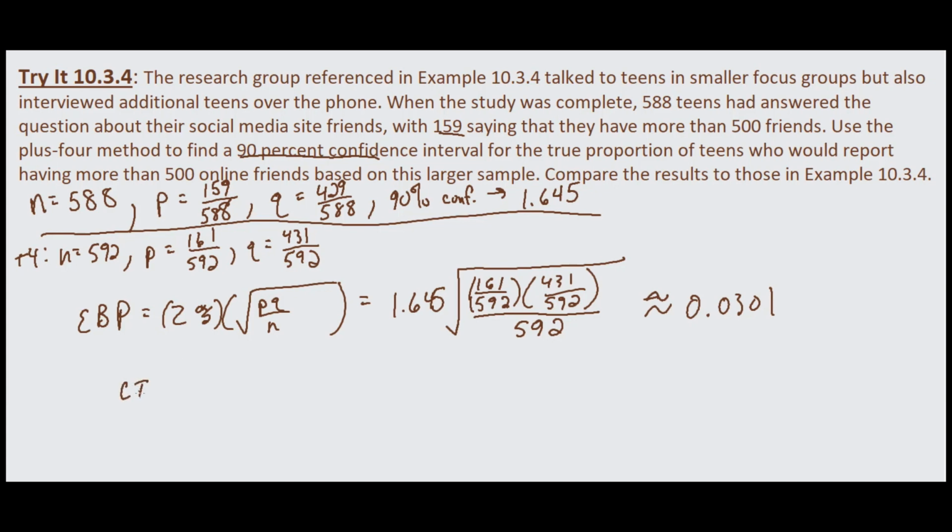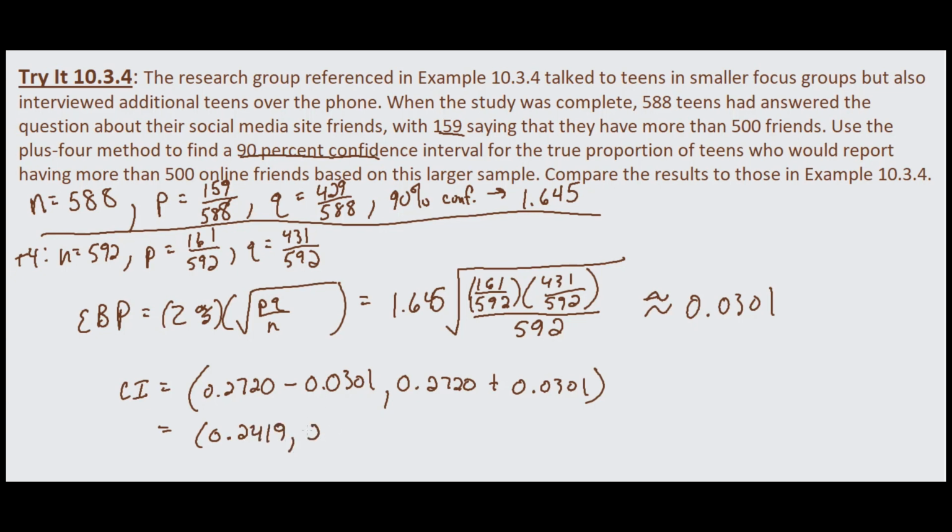So then the confidence interval equals the 161 divided by 592, which is actually just 0.2720, minus 0.0301 and 0.2720 plus 0.0301, which ends up being 0.2419 to 0.3020.